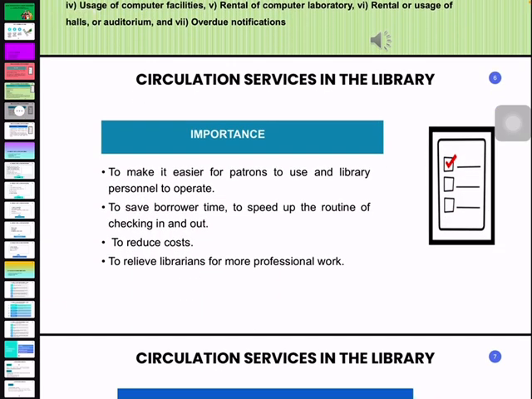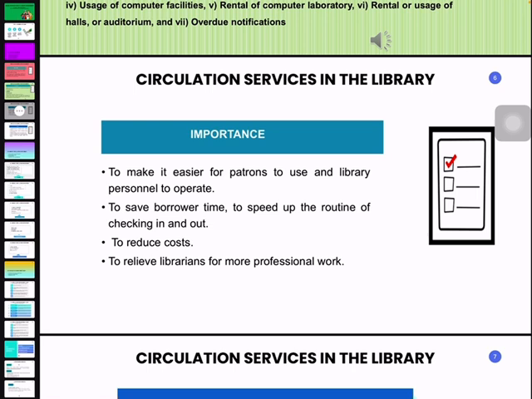So the importance of the service, to make it easier for patrons to use and library personnel to operate. Sebab apa ada circulation service ni? Sebab senang library user nak guna ataupun nak pinjam bahan-bahan dalam perpustakaan. Next, to save borrower time, to speed up the routine of checking in and out. Sebab apa save time? Sebab ada specific department to handle these things.